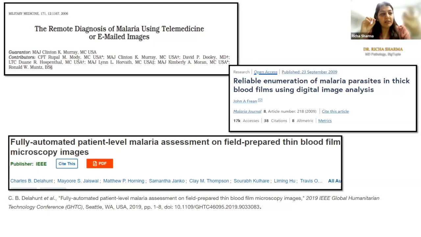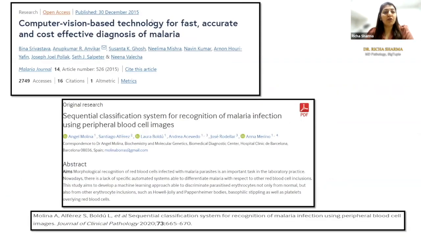They used telemedicine and email, and there was another paper in 2009 that started using digital image analysis. Both on thick smears and thin smears, extensive research has been done to develop devices on these. Then computer vision based technologies were used. This is an Indian paper with Indian scientists working on it. Then there was a sequential classification system for recognition of malaria infection.